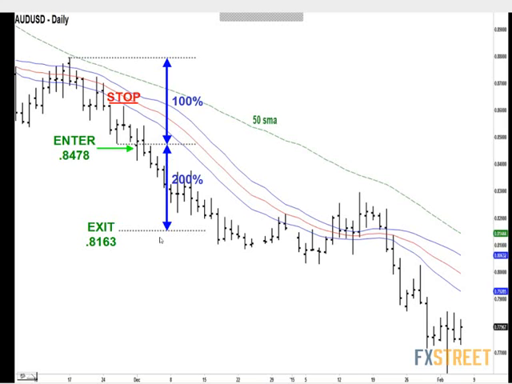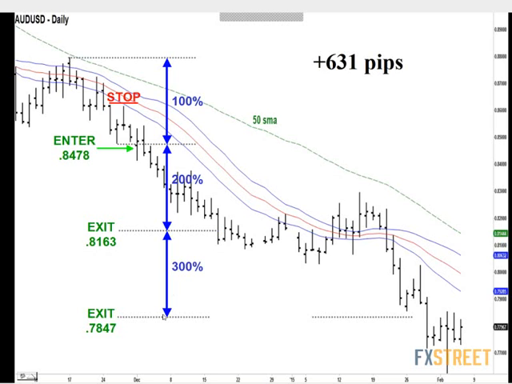Here's 100%. We subtracted to 200. You could have exited at 81.63, basically in just a couple of weeks, still in December, or 300, which was just at the beginning of February or end of January down here at 78.47, and made 631 pips in just a few months. Once again, simply by listening to the market.